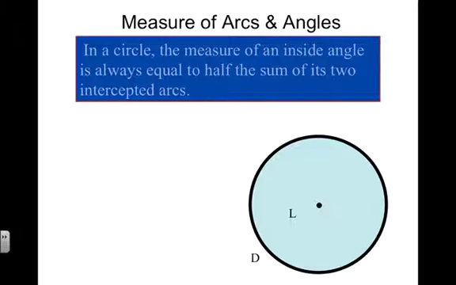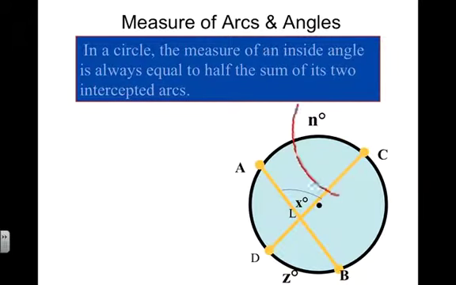In a circle, the measure of an inside angle is always equal to half the sum of its two intercepted arcs. There's going to be an intercepted arc on either side. Thinking about vertical angles here, okay? So get all this to pop up. There we go. So we have angle X, and then its vertical angle over here.